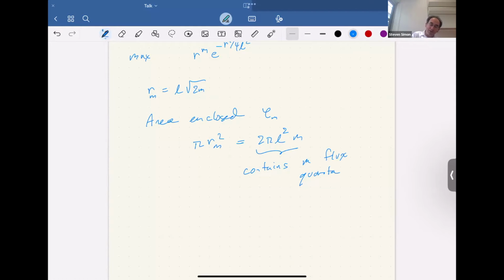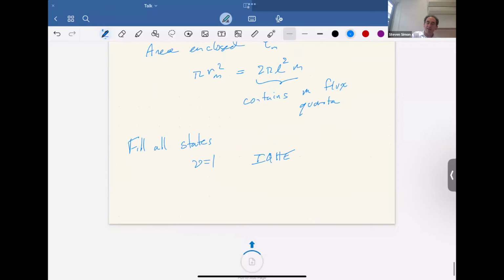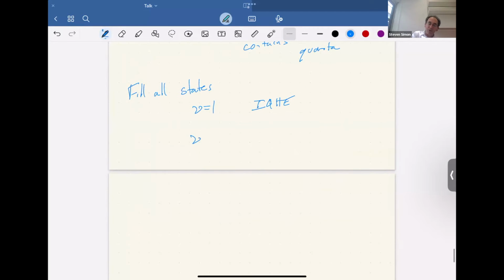And if I fill them all, I get the nu equals 1 integer quantum Hall effect, IQHE. And the quantum Hall effect I'm interested in is the nu equals 1/3 quantum Hall effect, where 1/3 of the states are filled.